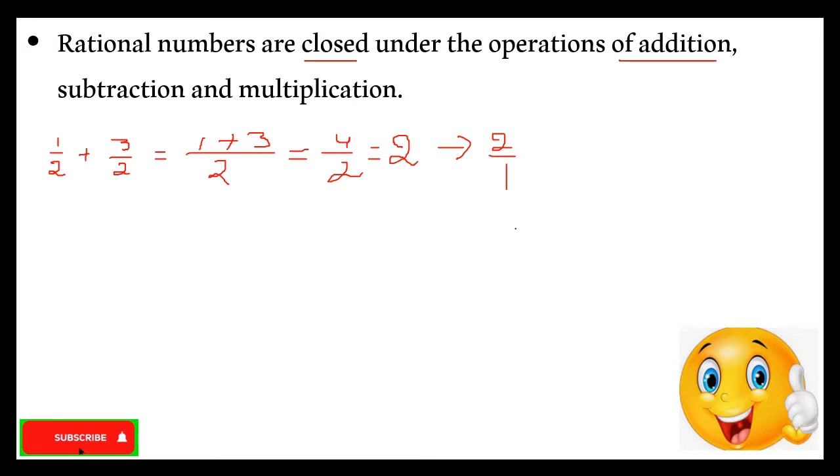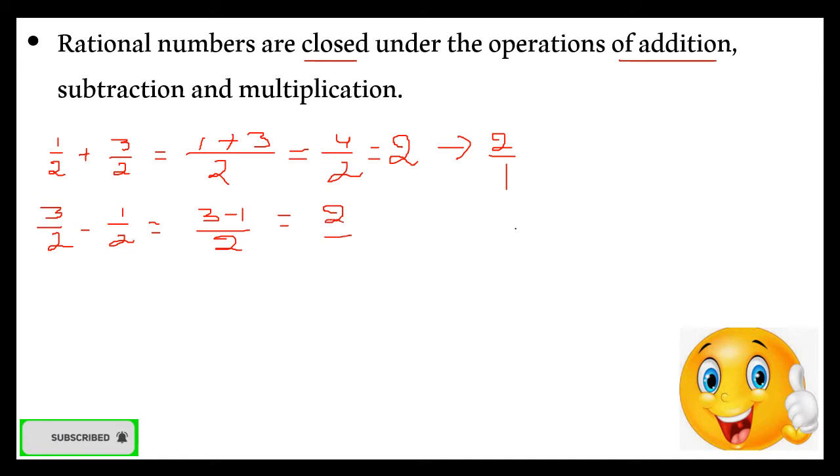Similarly, in the case of subtraction also, if you subtract 1 by 2 from 3 by 2, the result will be 3 minus 1 upon 2. We have the same denominator, so simply we subtract the numerators here. So this is 2 by 2 and the result is 1, and 1 can be written as 1 upon 1. So this is also in the form of p upon q, or you can say a upon b. Same is here.